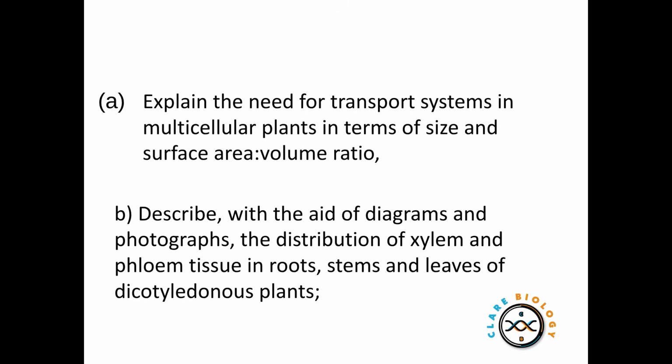Welcome biologists. In this session we're going to take a look at spec point A and B from transporting plants. The first spec point is really similar to transporting animals, and it's a very similar concept involved here.